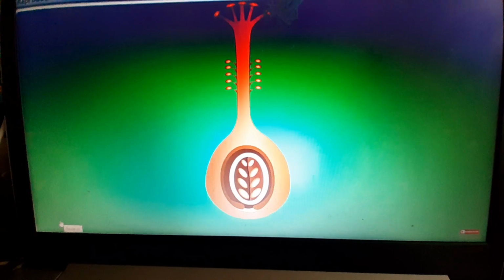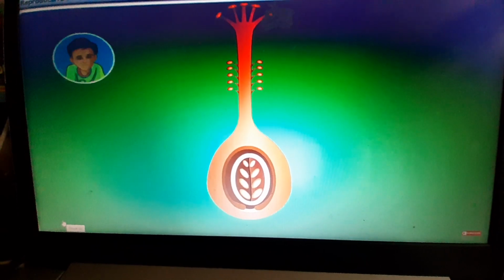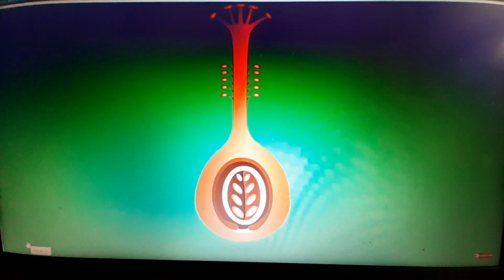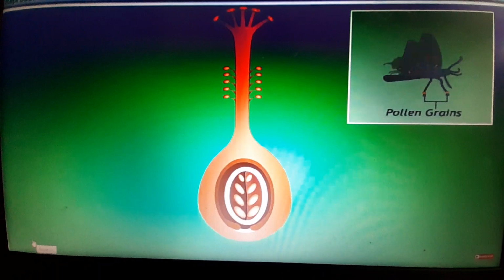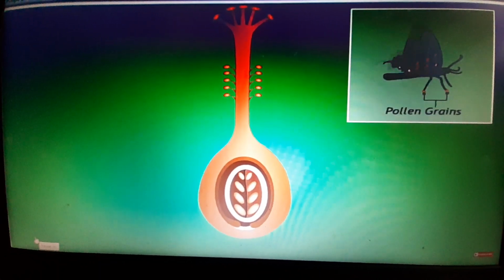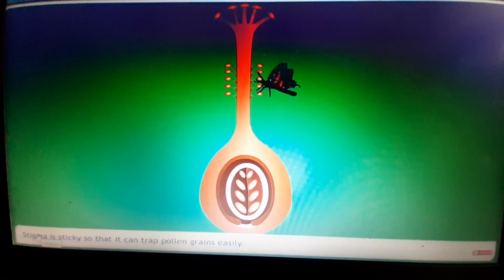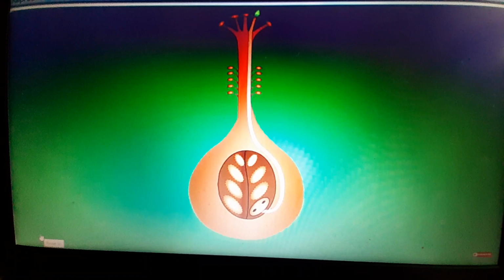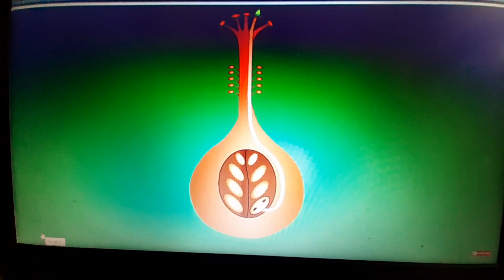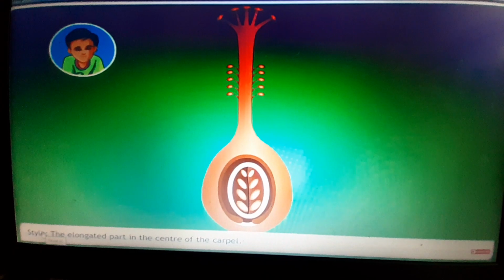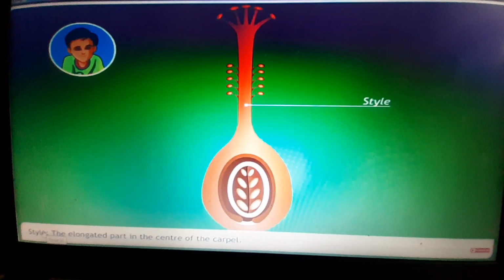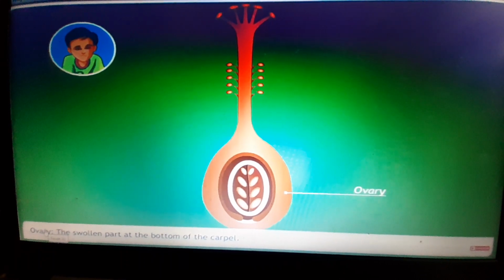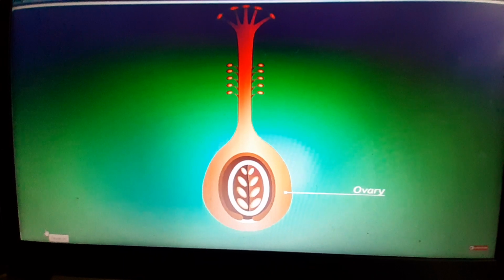True. Can you guess why it needs to be sticky? Oh, to catch the pollen grains, of course. That's right. When the butterfly carries the pollen grains from the stamen, the stigma can trap these pollen grains in its sticky surface. Then they can travel down to the ovary for fertilization. So the middle elongated part of the carpel is the style, and this swollen part at the bottom is the ovary? Yes, you got it.